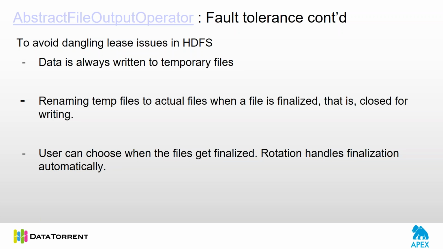Let me explain what a dangling lease is. An instance of abstract file output operator, when it writes to a file, let's say file A, will first acquire the lease of that file from the name node. When it acquires the lease, it can start writing. However, if the operator crashes before closing the file, the name node will still hold that lease, will still see that lease to be open.